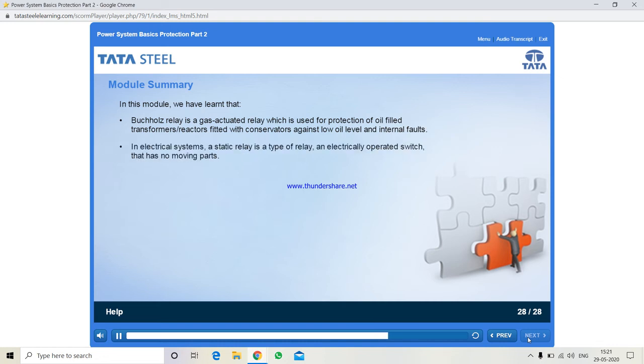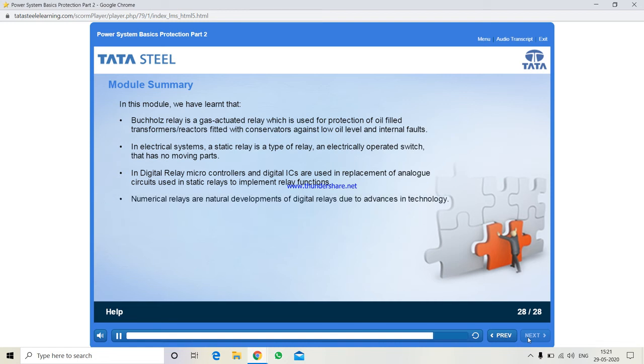In electric systems, a static relay is a type of relay, an electrically operated switch that has no moving parts. In digital relay, microcontrollers and digital ICs are used in replacement of analog circuits used in static relays to implement relay functions. Numerical relays are natural developments of digital relays due to advances in technology. We have learned about the advantages of digital relay and numerical relay.